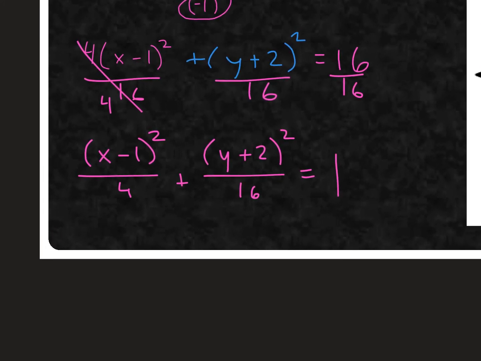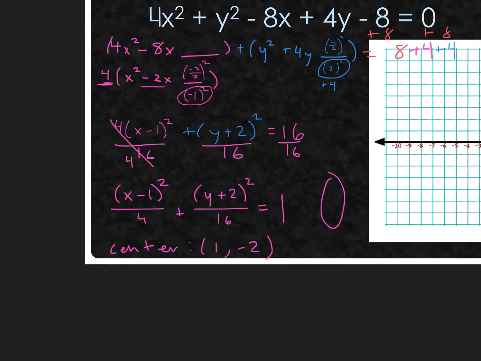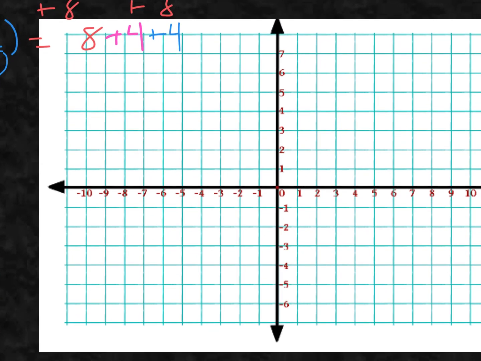So my bigger number, my bigger denominator is under the y. What does that mean my ellipse is going to be? Horizontal or vertical? Vertical. So I want to find my center. What would my center be? 1, -2. So let's plot our point. Go to the right 1, down 2, right there.